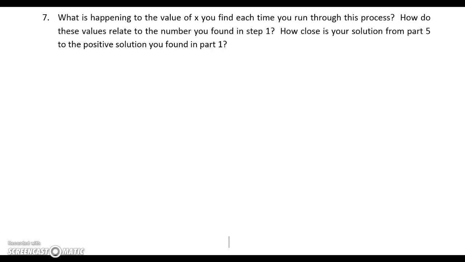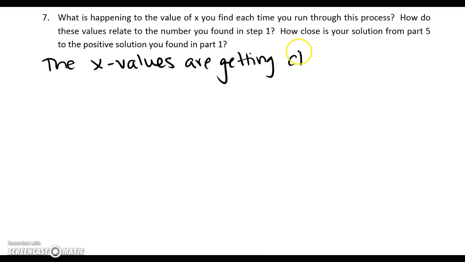Question 7 is asking us what's happening to the x values each time we run it through this process. What's happening is the x values are getting closer to the value that we found in part 1. So that means that they are then again related to that number that we found in part 1.